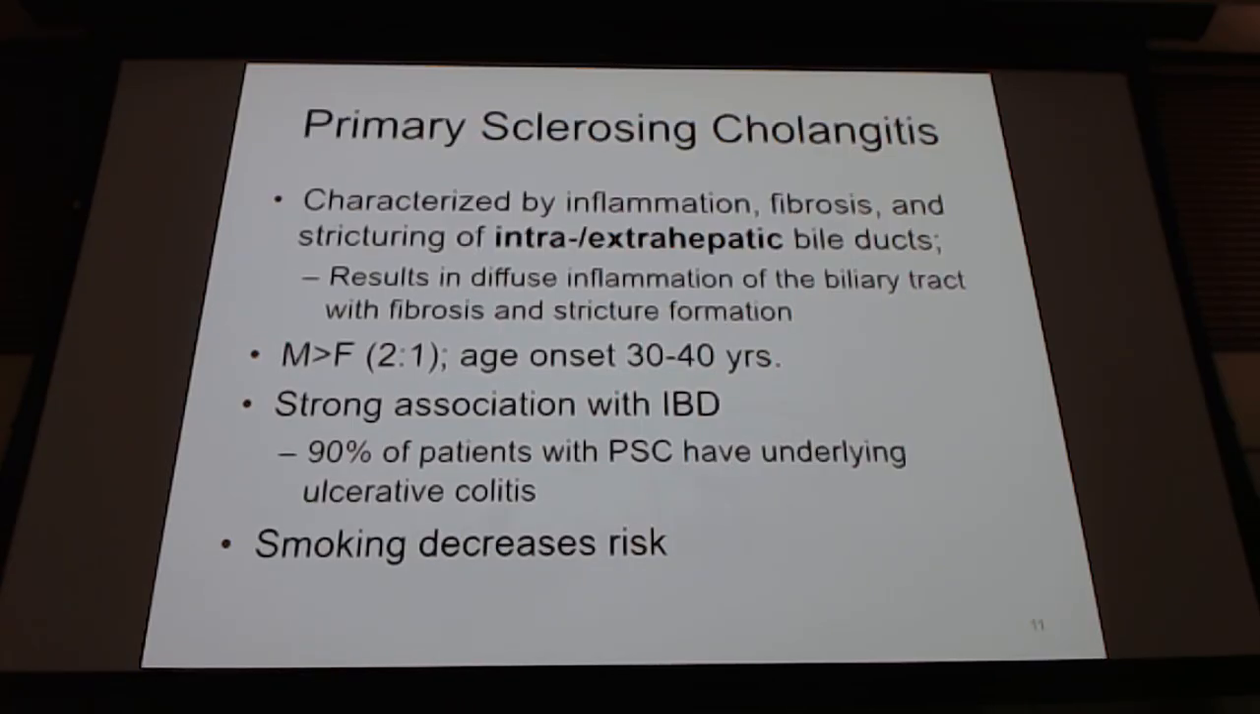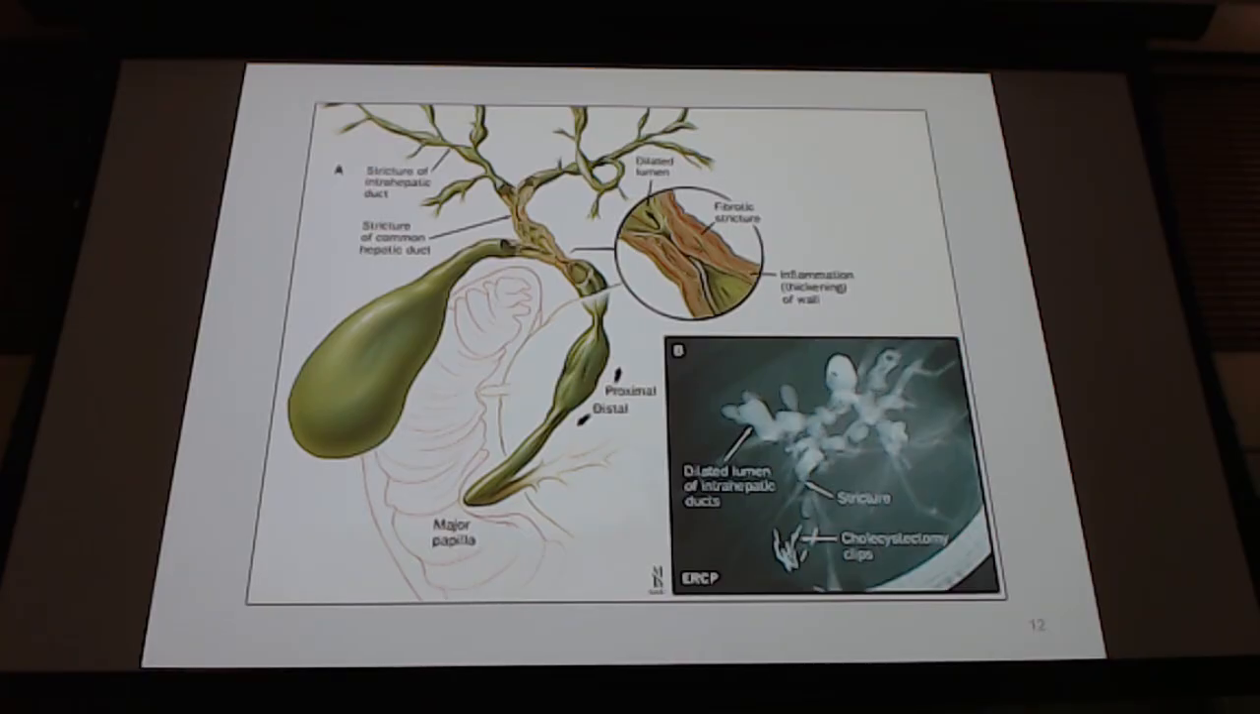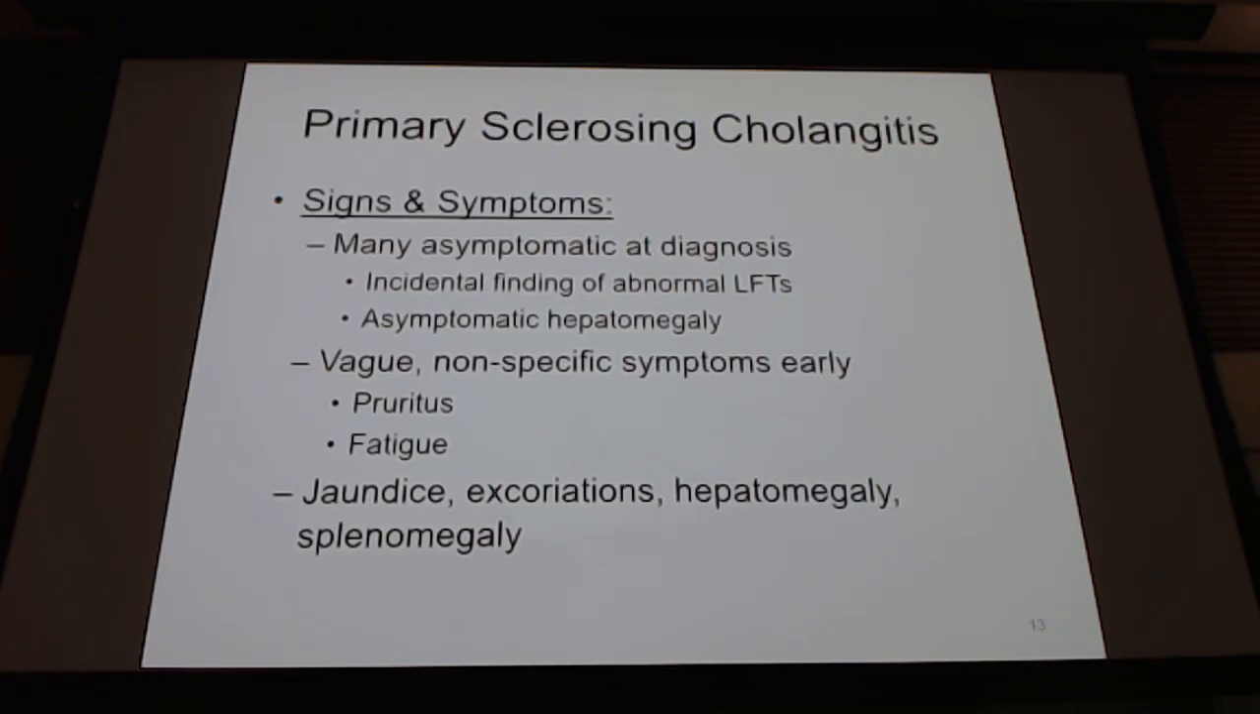And unfortunately, yes, it does have some pretty significant associations with inflammatory bowel disease. Specifically, 90% of those that have PSC, primary sclerosing cholangitis, also have ulcerative colitis. Smoking decreases the risk. I feel like this is the third time I'm telling you smoking may be good for you. I would say I'd rather not have this disease, and cigarettes are expensive anyway. Here's your visual. Pay attention to that, so that's extrahepatic and intrahepatic.